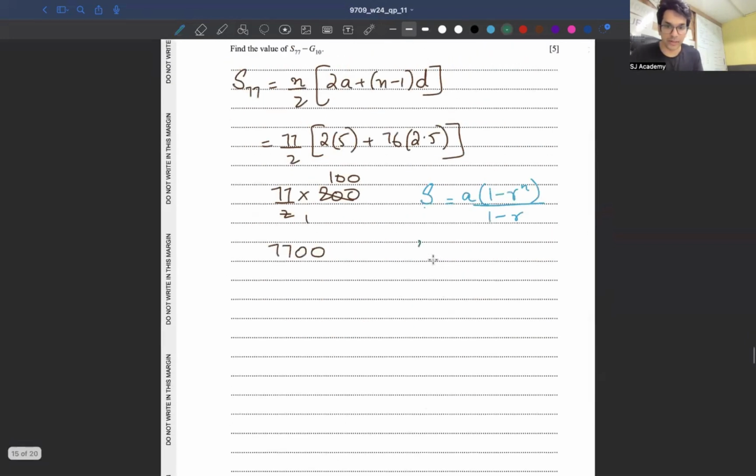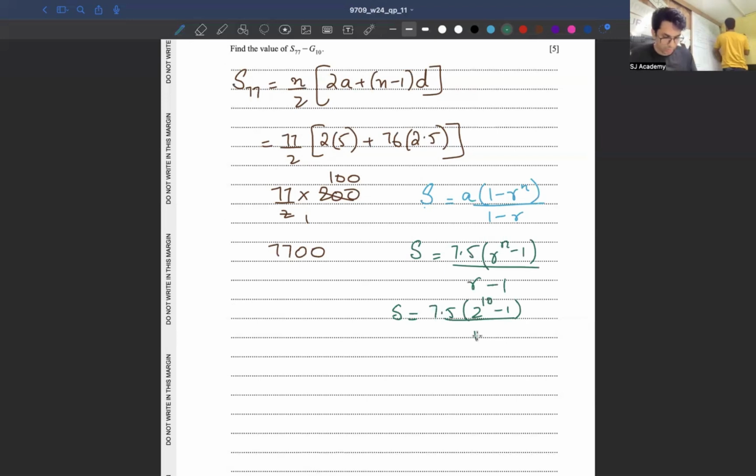So the sum formula will become 7.5 into, and the value of r is greater than 1, so we can rearrange it and write it as r to the power n minus 1 upon r minus 1. This will be 7.5 into 2 to the power 10 minus 1 divided by 2 minus 1, which is 1. Substituting this in the calculator, 2 to the power 10 minus 1 multiplied by 7.5 is equal to 7672.5. 7700 minus the answer, so the difference will be 27.5.